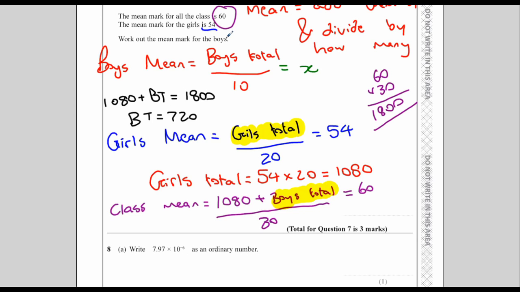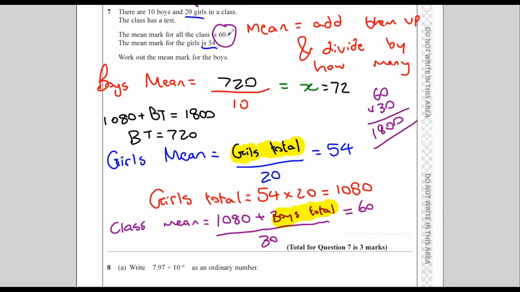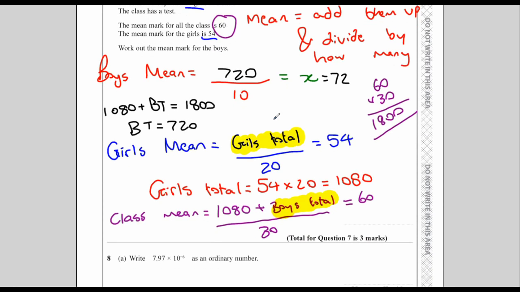Work out the mean mark for the boys. So the boys' total, we now know what it is. It's 720. Divided by 10, that gives us 72. Well, the boys did quite well, didn't they? Got 72, the girls got 54, and it brought it to 60 altogether. So 72 is the answer.